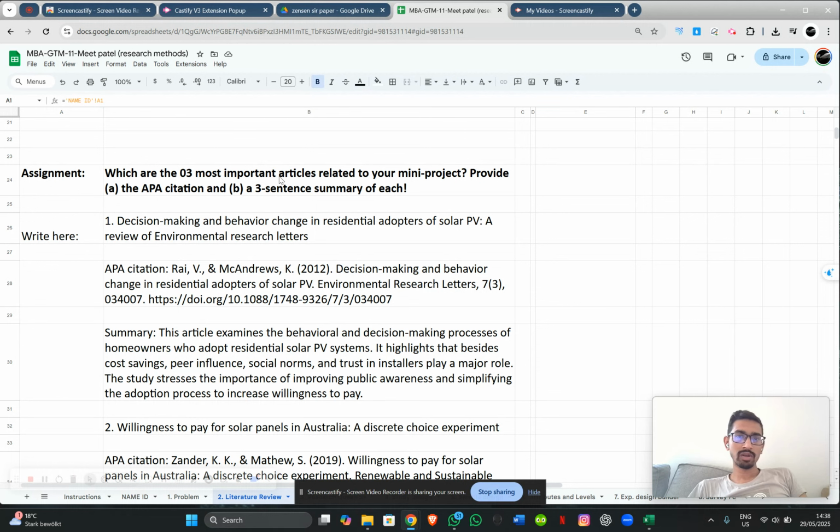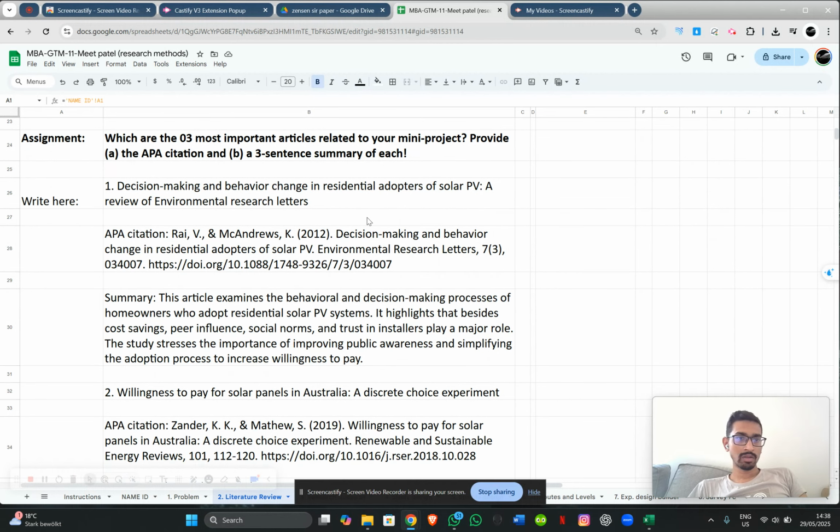There are three most important articles related to my mini project, with an APA citation and a three-sentence summary of each. First is about decision making and behavior change in residential solar PV. The APA citation is Rai, V., and Matthews, K., 2012, Decision making and behavior change in residential solar PV, Environmental Research Letters.